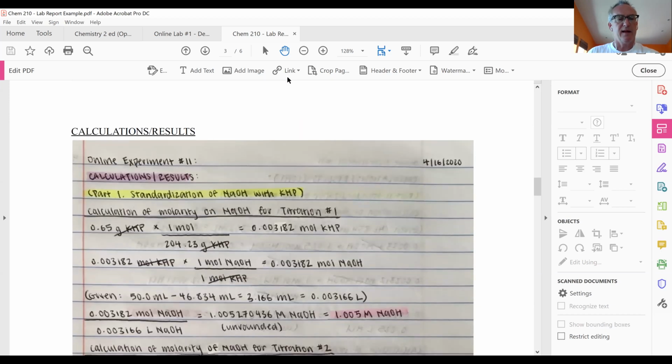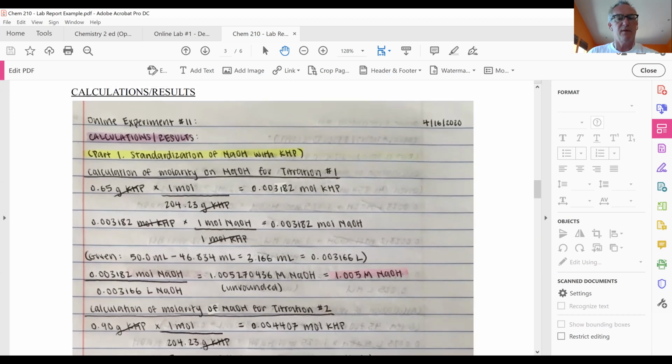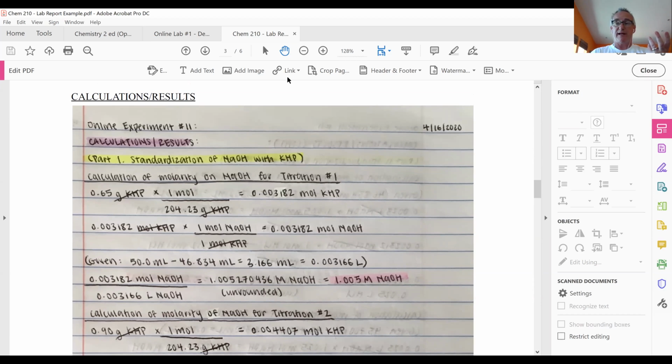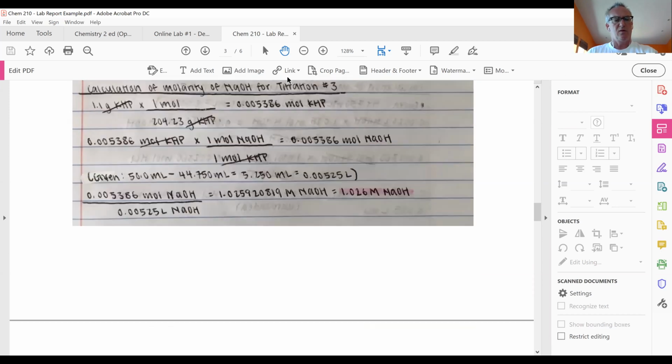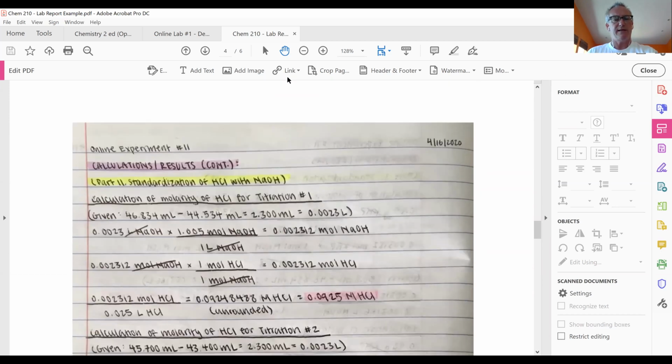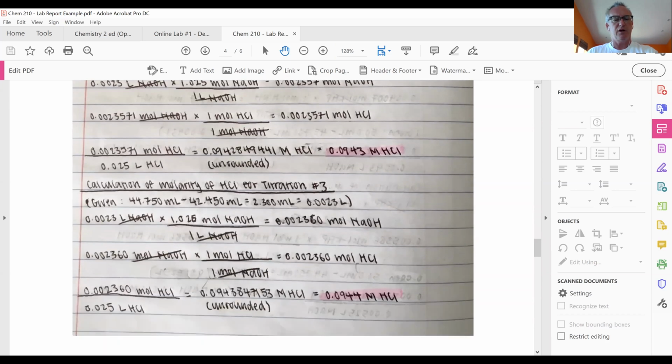Then you can show your calculations. You don't need to show all of them. Just give an example; for instance, in this lab we're going to be calculating density. Just give one example of how you did that calculation. You don't have to show them all. And then there will be some conclusions.